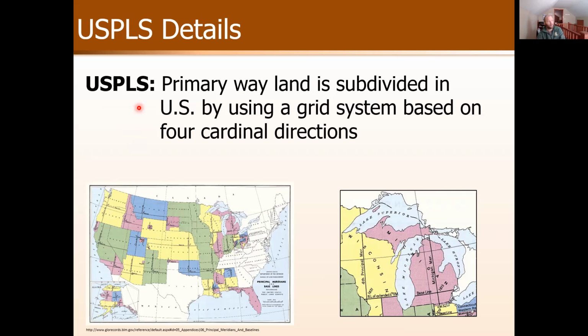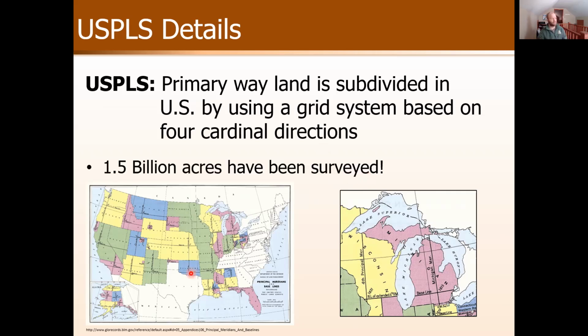And so the US Public Land Survey System was the primary way that land is subdivided in the US, and it does use a grid system based upon the cardinal directions, north, east, south, and west. Let's now learn how this system works. Enough about Douglas Houghton and the other public land surveyors.